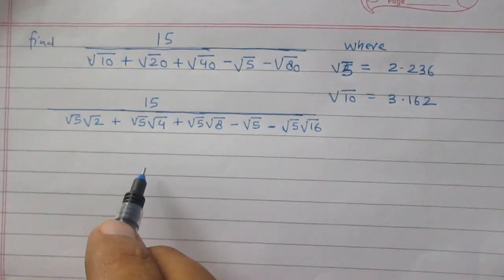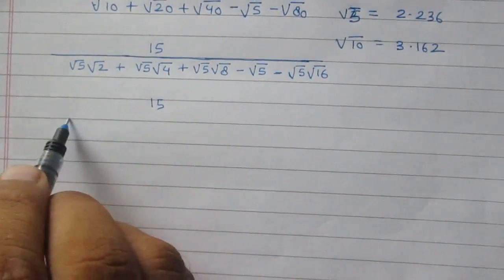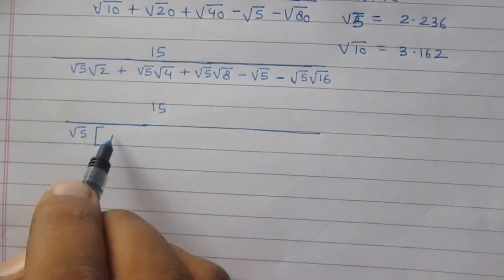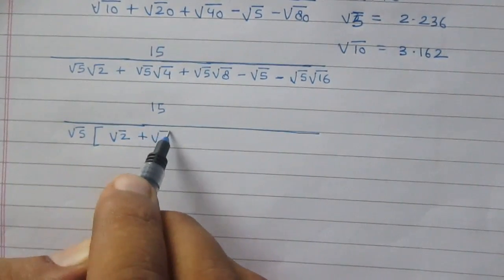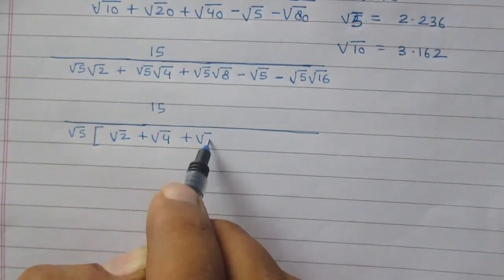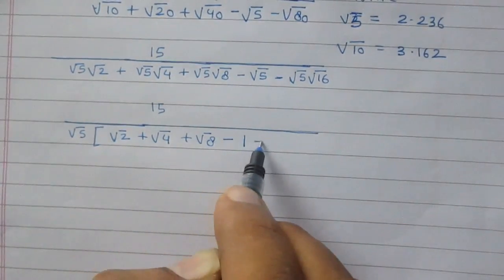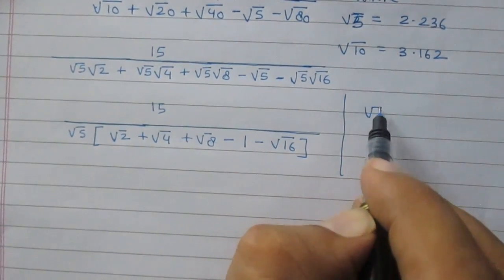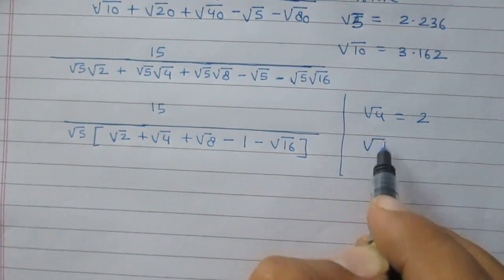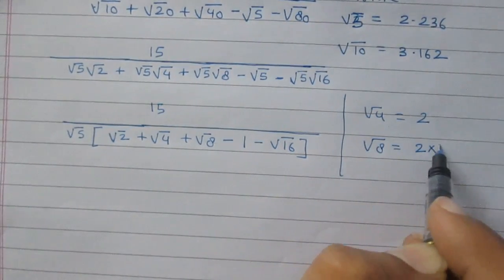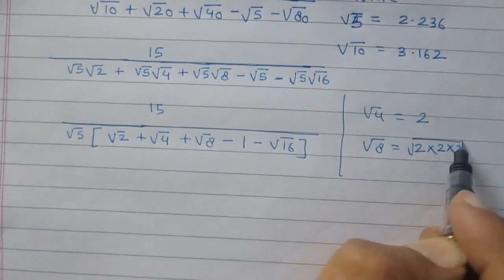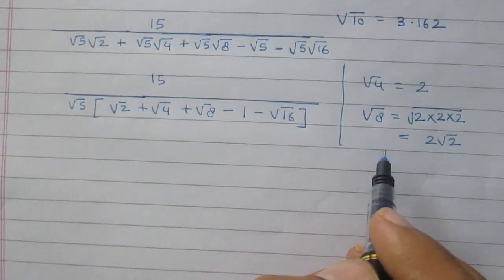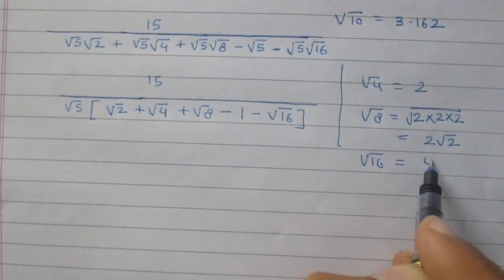So square root 5 can be written as a common term outside the bracket, and inside the bracket you will have square root 2 plus square root 4 plus square root 8 minus 1 and then minus square root 16. Square root of 4 is 2. Square root of 8 is 2 multiplied by 2 multiplied by 2 square root, which is equal to twice of square root 2. Square root of 16 is nothing but 4.